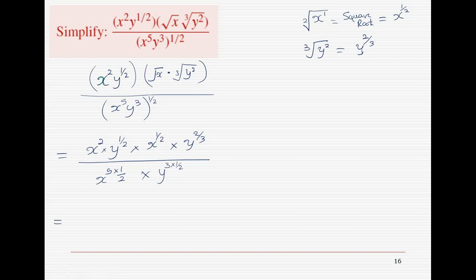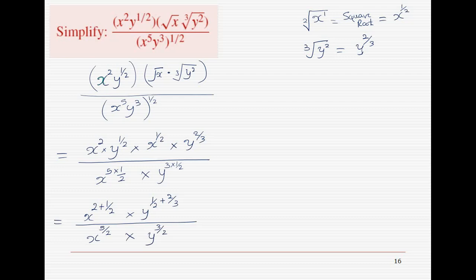Now in the numerator you can see two powers of x with the same base, application of the first rule, multiplication. So x to the power 2 plus half, times y to the power half plus 2 over 3. Same base, multiply, so indexes are added. Underneath you get x to the power 5 divided by 2, because 5 times half means 5 divided by 2, into y to the power 3 divided by 2.